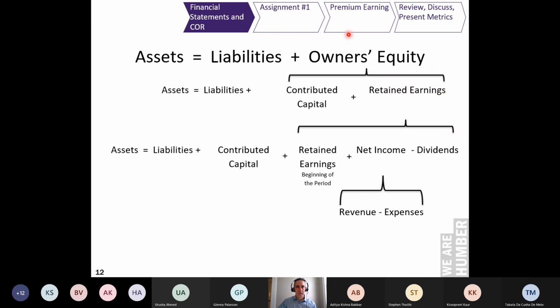Now, looking at the other items in owner's equity, contributed capital, we're not going to talk about any financing that the insurance companies do, so we're not going to see any movement in contributed capital. In retained earnings, it's the opening position, so that wouldn't change. There's going to be net income for the period less any dividends that the insurance company would pay out. So a dividend that it pays would decrease the amount of owner's equity. And then our net income is made up of revenue minus expenses. So this is our premiums minus expenses, like our claims expense or our underwriting expenses.